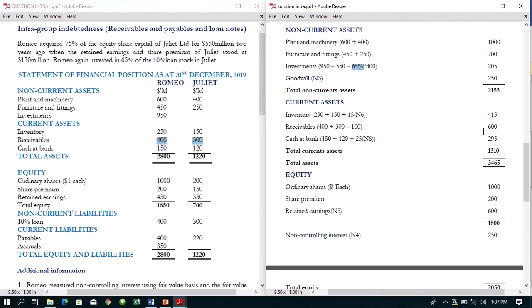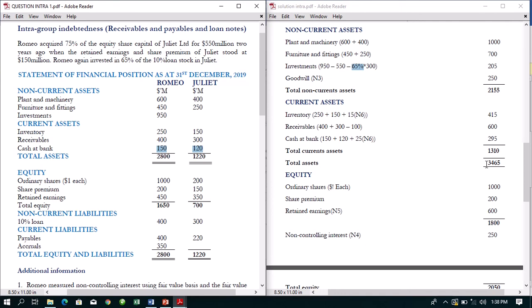I then go to cash at bank. As given in the question, we have 150 and 120. So 150 plus 120, don't forget, we have cash in transit, which is 25 million. Adding my cash in transit of 25 million here gives me a total of 295. And I can get my total current assets to be 1,310, and my total assets to be 3,465 million. Very easy and straight.